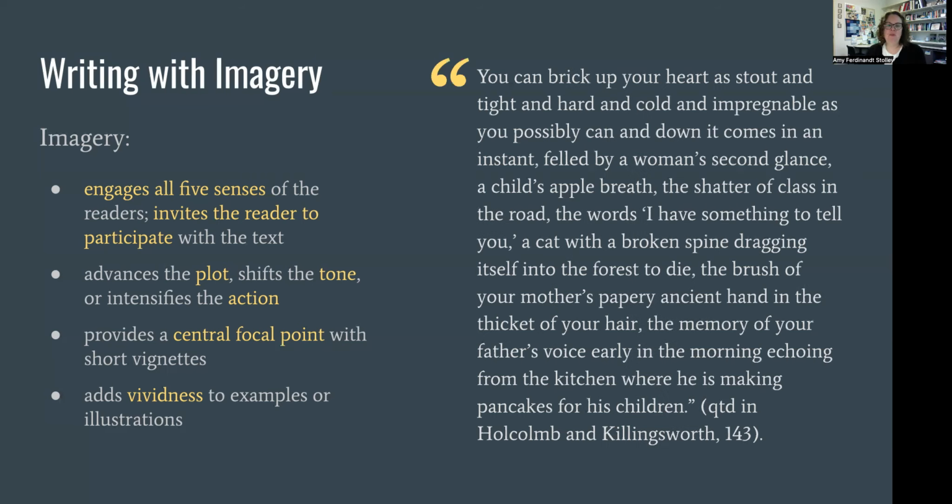There's an example from the text that I think is really excellent and illustrates all of the different components that Holcomb and Killingsworth talk about in this chapter.